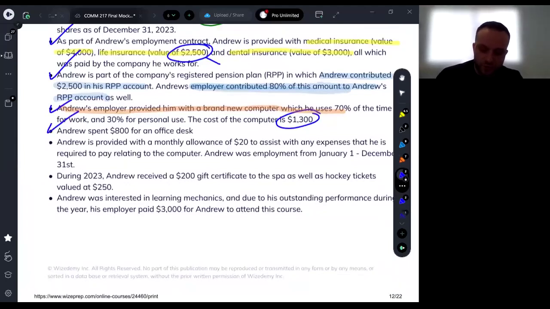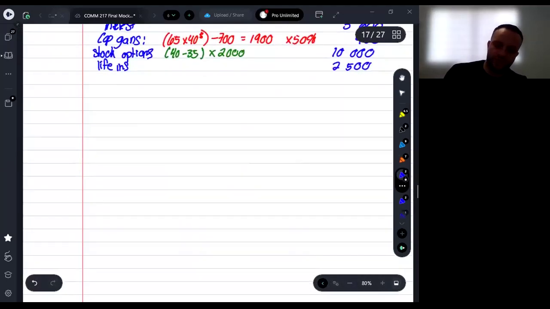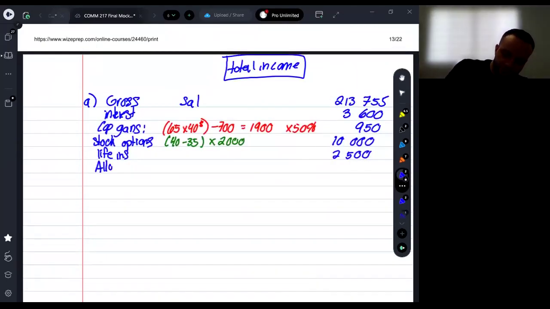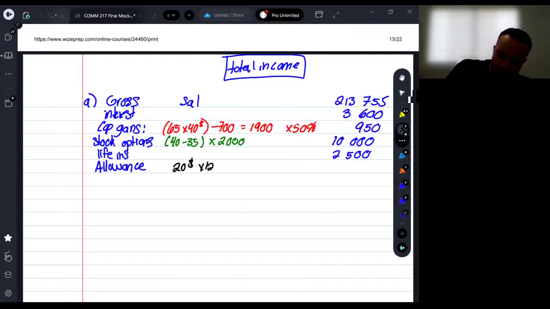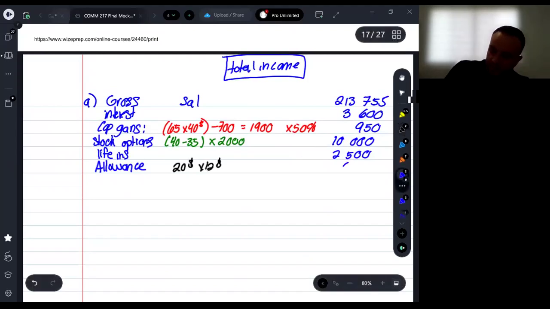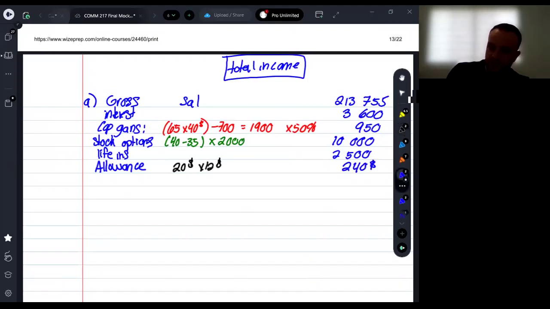Okay. Andrew's provided with a monthly allowance of $20 to assist with any expenses that he's required to pay relating to the computer. Andrew's employed from January to December. So all allowances are always taxable. So you got an allowance here. We're gonna say he got $20 a month times 12 months. He literally got an extra $240 in cash.